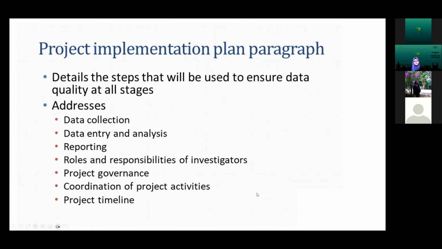It details the steps that will be used to ensure the data quality at all these stages. It includes the data collection methods, data entry and analysis, reporting, roles and responsibilities of the principal investigator as well as the other personnel involved in conducting the study, then how the project will be governed, and the coordination of all the project activities as well as the project timeline will be mentioned.